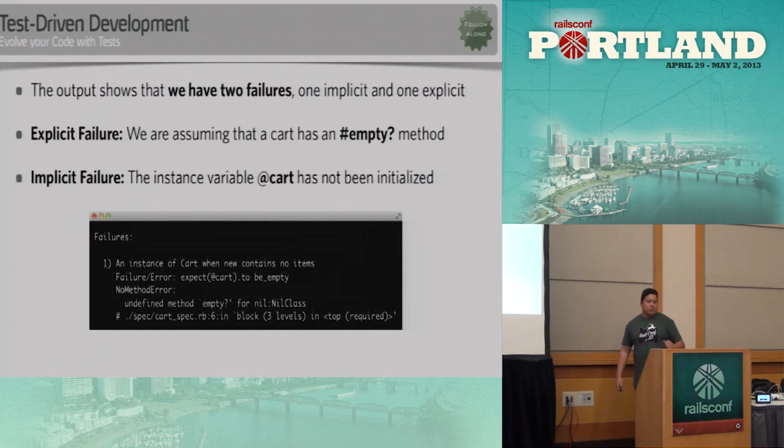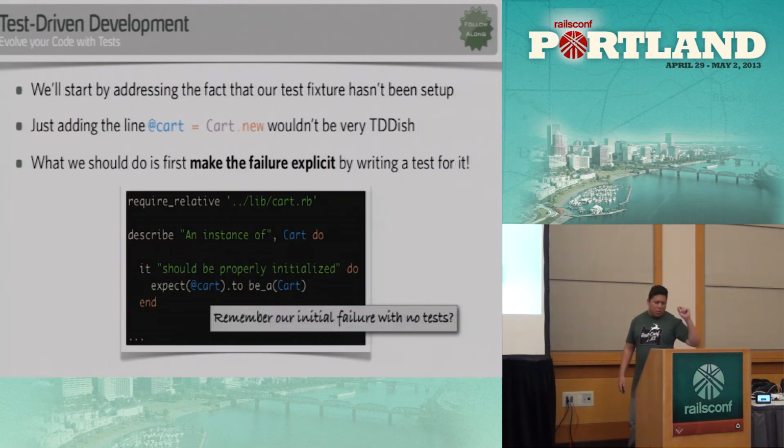Now, the next thing we want to do is implement the very simplest possible thing that we can do to pass this. But first, I want to address what I was talking about a few slides ago. I kind of jumped the gun in there. We had two failures: an explicit failure, the assumption that we had an empty method available, and an implicit failure, the fact that the instance variable card was not there to begin with. And this is probably a good point for discussion. Let's address the fact that the test fixture didn't exist, so our card instance variable was not around.